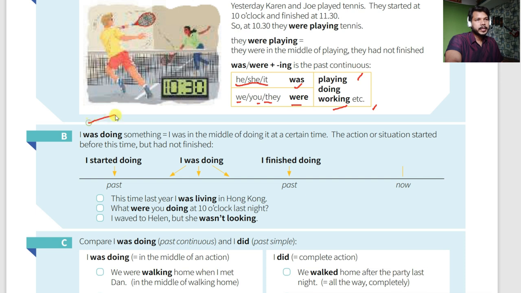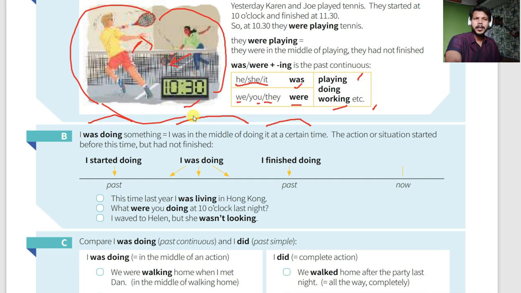Now, I was doing something is equal to I was in the middle of doing it at a certain time, means at any point of time, if any action was going on, this is what I have taught you. If any action was going on, I am bound to use past continuous tense. Okay, the action or situation started before this time but had not finished. If around 10:30 I saw something going on, I cannot say they played, I have to say they were playing, because maybe when I saw, this action had not started. This action may have started before this, maybe 2 minutes back, 5 minutes back, no idea, but when I saw, that time action was going on.